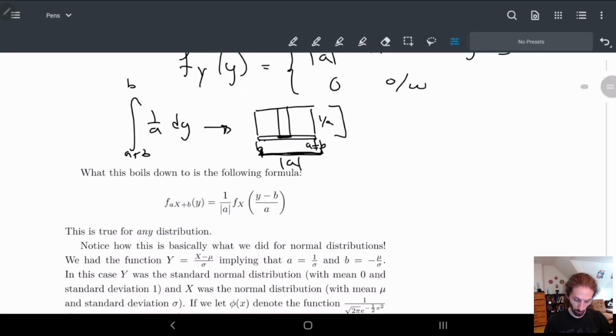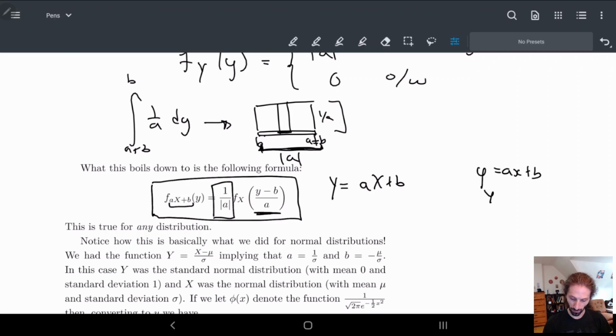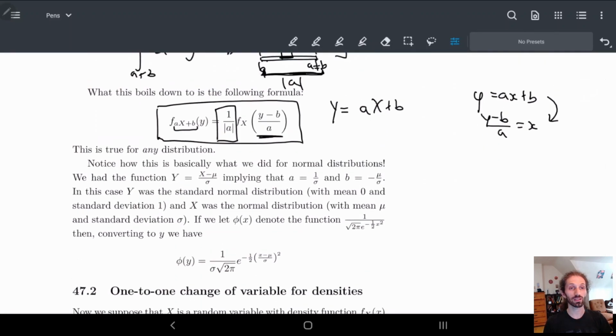So in other words, what we basically have is this formula. If y is equal to ax plus b, I can just take 1 over the absolute value of a, no matter if it's positive or negative, it doesn't matter. And then I can just plug in y minus b over a, right? So this y minus b over a, remember, is coming from this. y minus b over a is equal to x. So it's just converting this. And this works for any distribution. And this is basically what we did for a normal distribution.